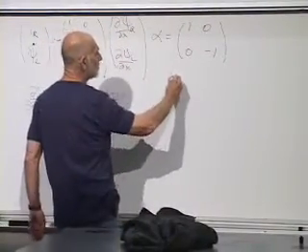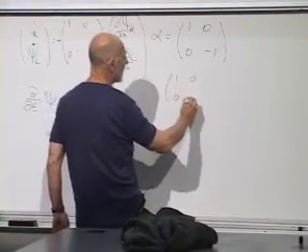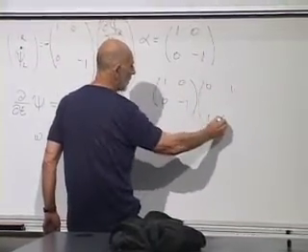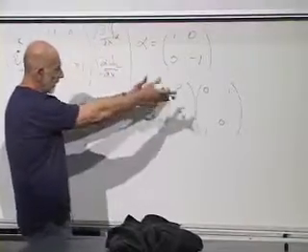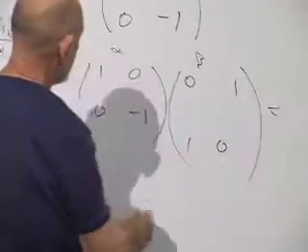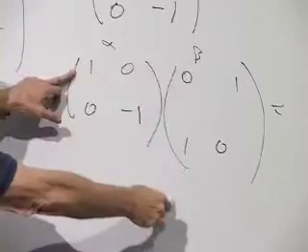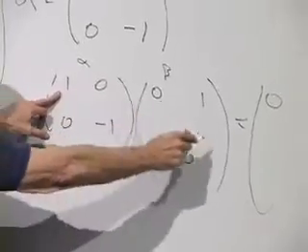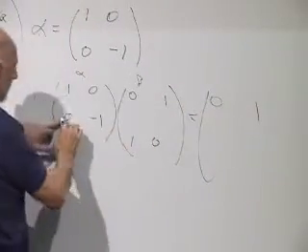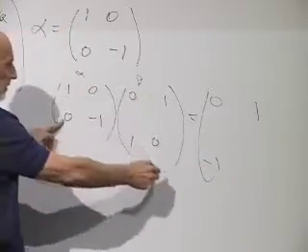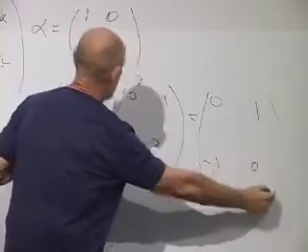Okay, alpha is 1, 0, 0, minus 1. Beta is 0, 1, 1, 0. This is alpha times beta. When I multiply these matrices, row times column, I get 0. This one times this one is 1. This one down here times this is minus 1. This times this is 0. So that's alpha times beta.